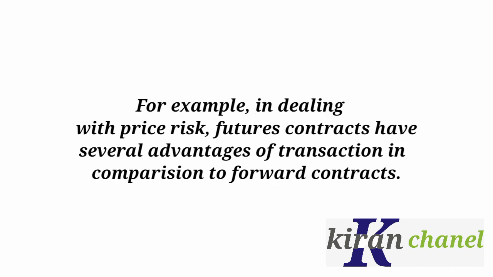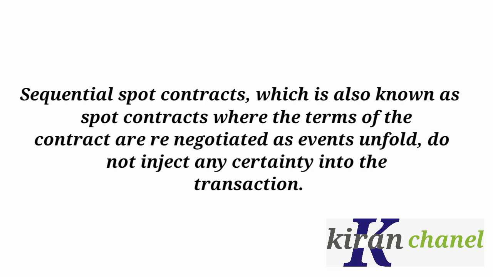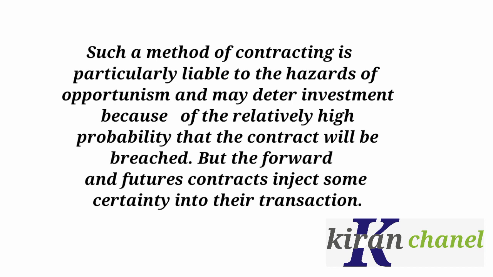For example, in dealing with price risk, a futures contract has several advantages of transaction in comparison to a forward contract. Sequential spot contracts, where the terms of the contract are renegotiated as events unfold, do not inject any certainty into the transaction. Such a method of contracting is particularly liable to the hazard of opportunism and moral hazard in investment because of the relatively high probability that the contract will be breached. But the forward or futures contract injects some certainty into the transaction.